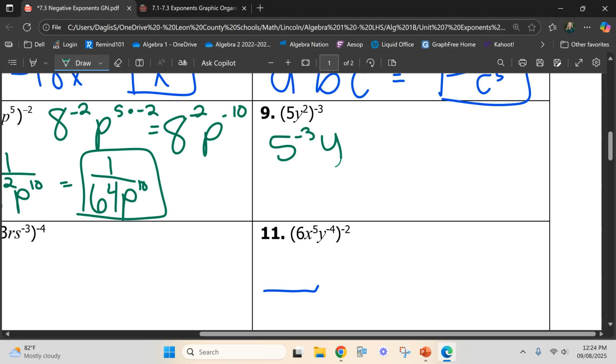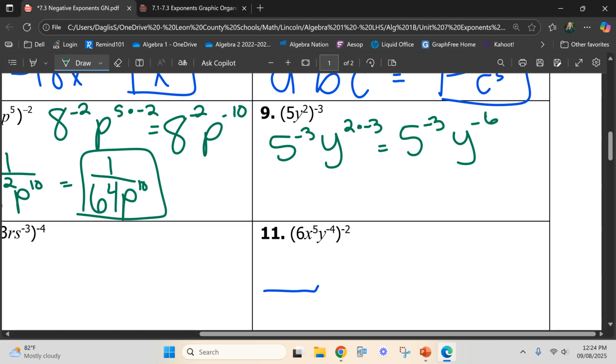5 to the negative 3, y squared is going to get a negative 3 multiplied. The exponent is negative, but we don't do negative 5. It's 5 times itself 3 times still. The negative just shows me it's in the wrong spot. So you don't actually apply the negative to the number. It's telling you to move it somewhere. Okay, so this simplifies to 5 to the negative 3, y to the negative 6. So do all of this first before you start moving stuff.